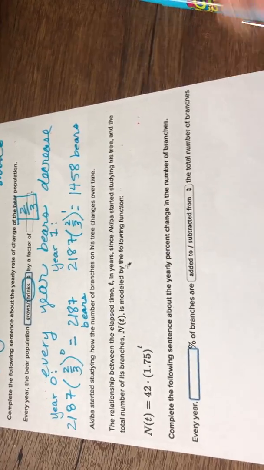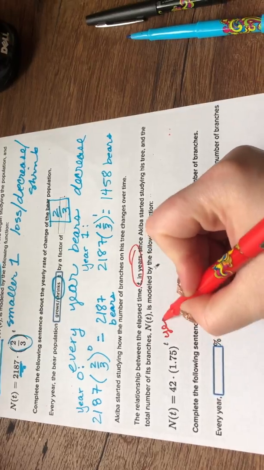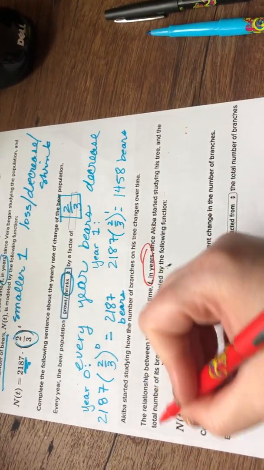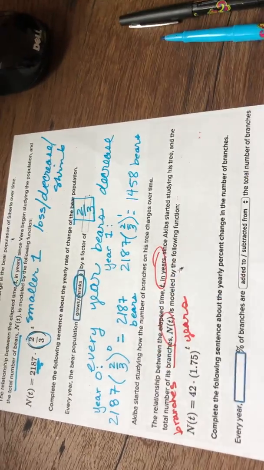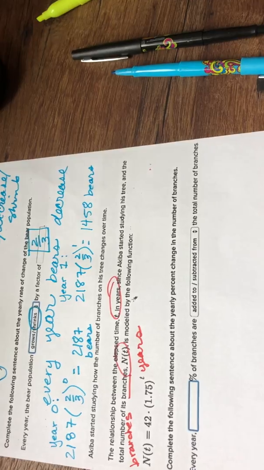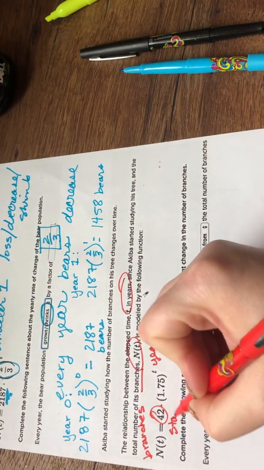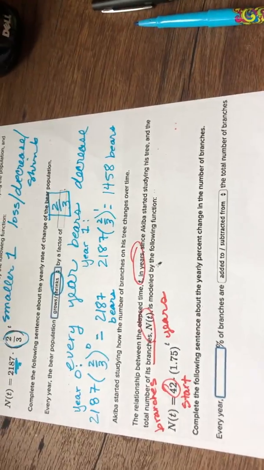It says, T is years. N of T is branches. Okay. 42 is what you start with. So there's 42 branches at the very beginning of this whatever problem.